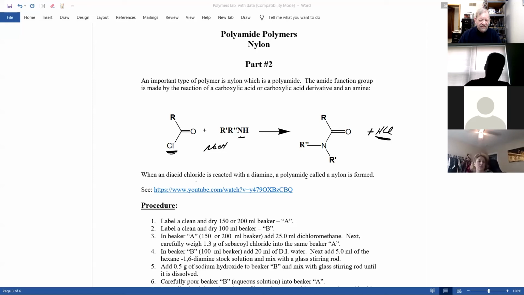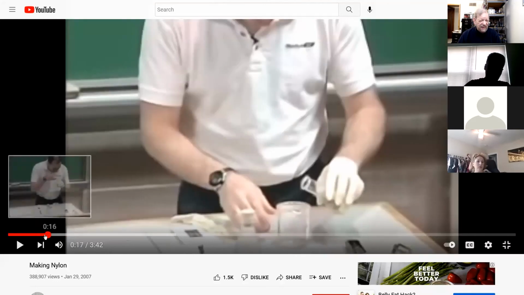Okay, this is the aqueous solution. I'm going to pour this in here. Dr. White, we can't see it. Uh-oh, thank you. I sometimes forget to share the right screen. Can you see it now? All right, let's start again.